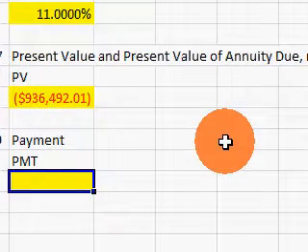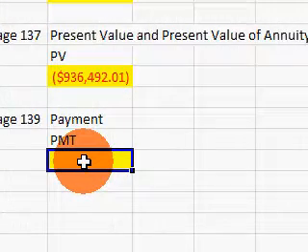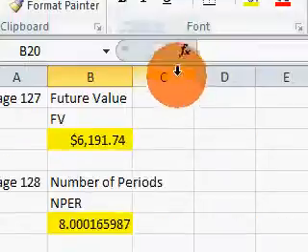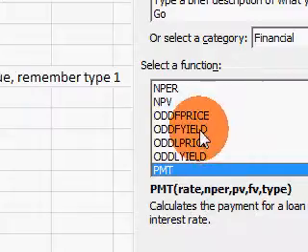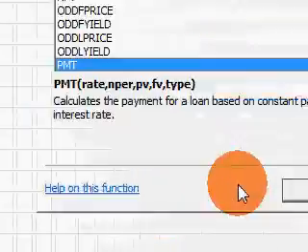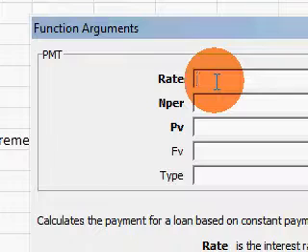The last calculation on page 139 is a payment example. This is good for figuring out a mortgage payment or a car payment. We'll go to f of x, and we're going to hit find PMT. I just typed in the letter P, and it brought me to PMT. I'm going to hit OK. The rate we're told on this one, and this was a 25-year mortgage, looks like our interest rate here is 8%. Most people make mortgage payments monthly, and this is a 25-year mortgage.